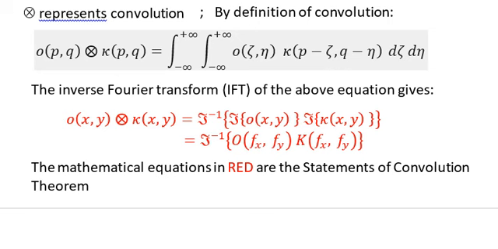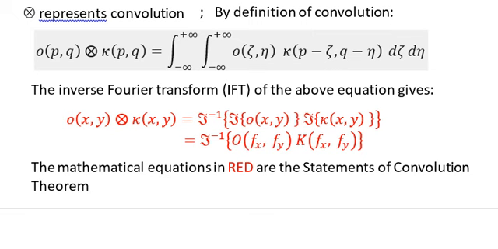That is the double integration, both from minus infinity to plus infinity, of O at zeta comma eta multiplied by kappa at P minus zeta, Q minus eta, integrated with respect to d zeta and d eta. Note that zeta and eta are the variables of integration. When you sum over these variables, you are left with a result which depends on P and Q.